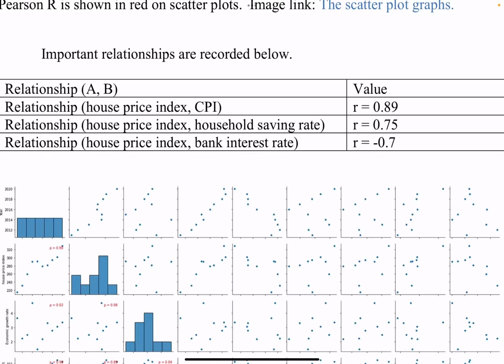So as we want to predict the house price index, we have to find the strongest relationship to predict the house price index. And we found that the CPI, household saving rate, and bank interest rate have the strongest relationship with house price index. So we are going to use those three variables to predict house price index.